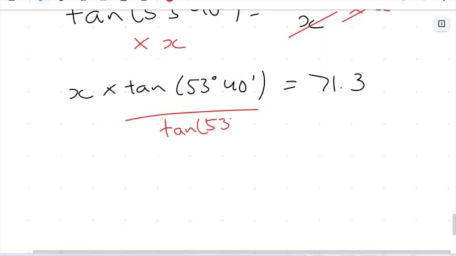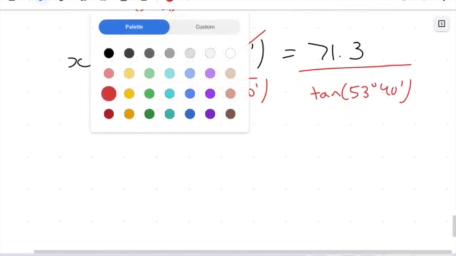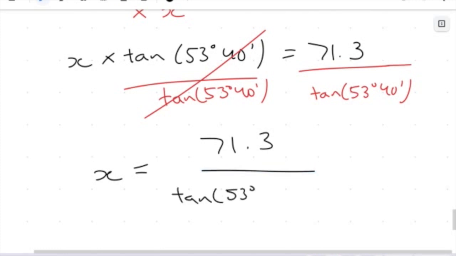So 53 degrees 40. So this all cancels out, and I divided this side by that thing. Okay, now finally I get left with x equals to 71.3 over tan of 53 degrees 40 minutes.